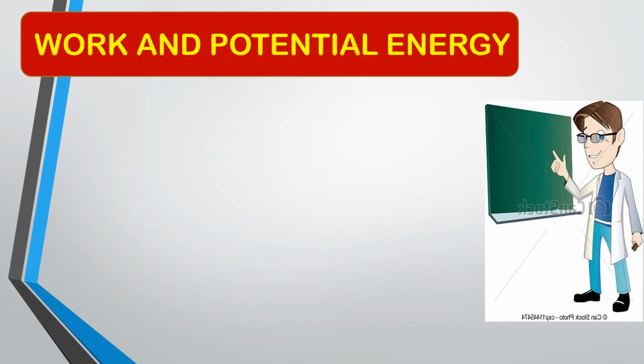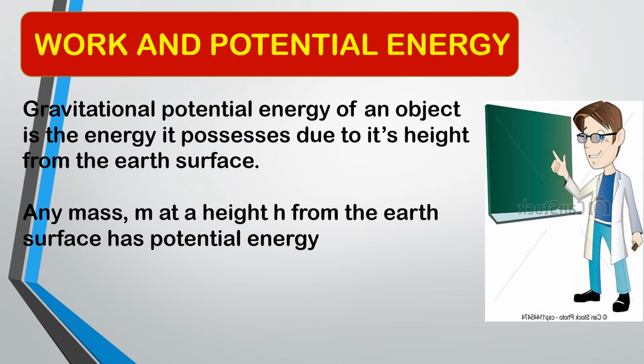Work and potential energy. Gravitational potential energy of an object is the energy it possesses due to its height from the Earth's surface. Any mass, m, at a height, h, from the Earth's surface has potential energy given by mass, m, times g, the gravitational acceleration, times height, h.